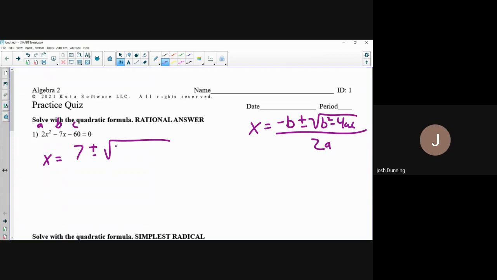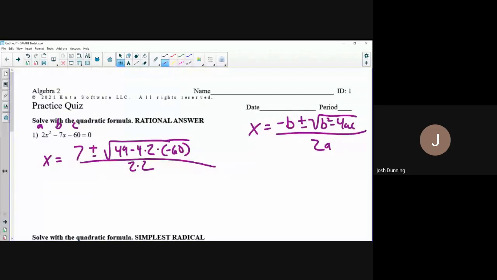7 times 7 is 49, minus 4 times A, which is 2, times C, which is -60, all over 2A, 2 times 2. Now this one, and it'll say this on the quiz too, and it'll be pretty much in the same order here: rational answer. Rational in math, you think fraction. So I'm just going to grab my calculator and type it in.